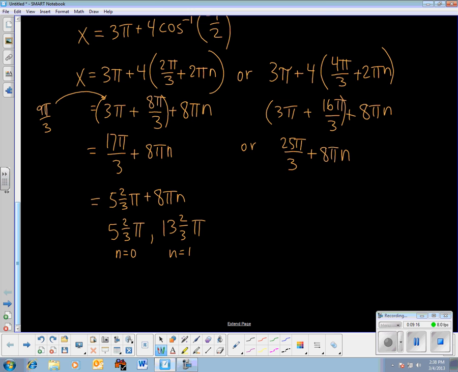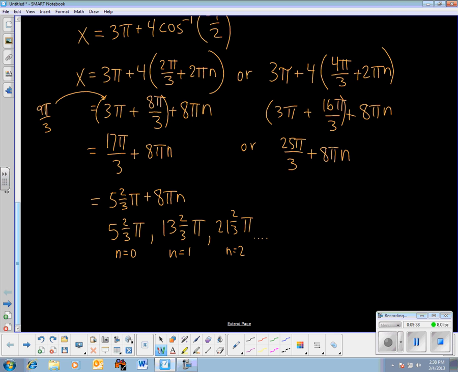And now if I'm only looking for the first 3 positive values, I'm probably not going to use any more than this. But my next one will be 8 pi more than that, which would be 21 2/3 pi, for n is 2. And I could keep listing those forever, but I know I'm not looking for anything but my first 3 positive ones. So what about over here?